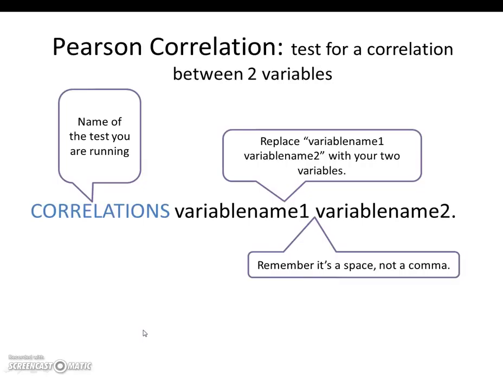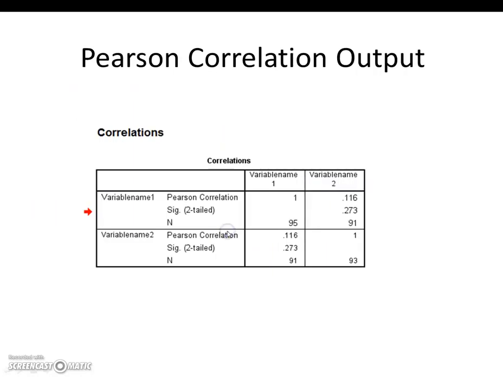Next, we're doing a correlation. All of you will have a correlation for sure. And you simply type in the word correlations and then your variable names. Remember, it's a space, not a comma. And don't use these words. Replace them with whatever you named your variables. This is what the output looks like. Here would be your variable name 1 and 2.